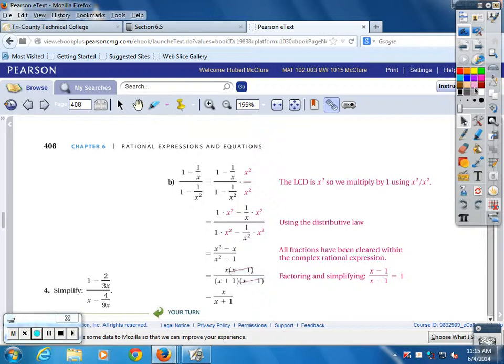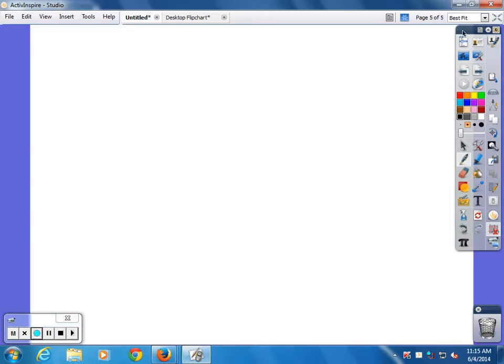All right, you got it written down? So 1 over 1 minus 1 over x, over 1 over 1 minus 1 over x squared. So we have 4 denominators, and what is the common denominator?